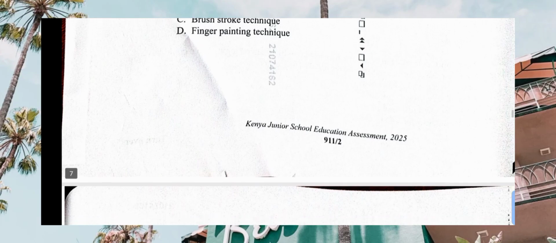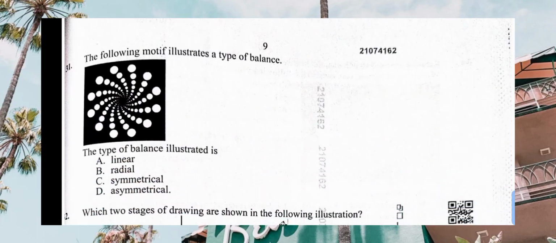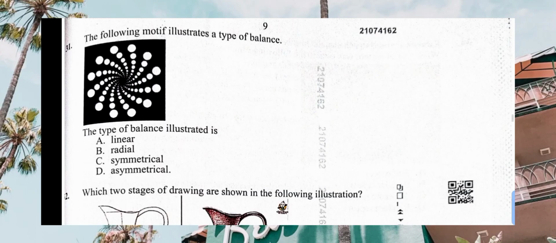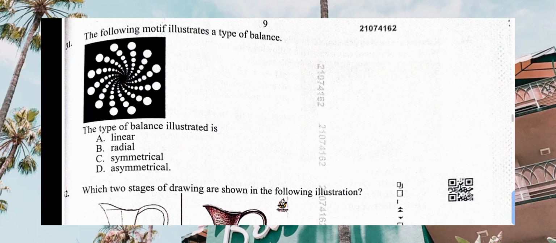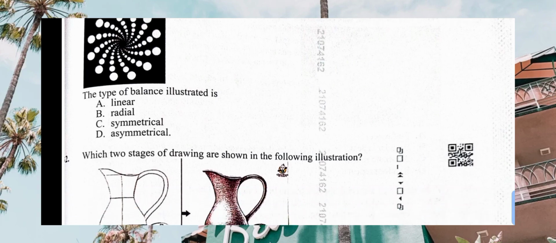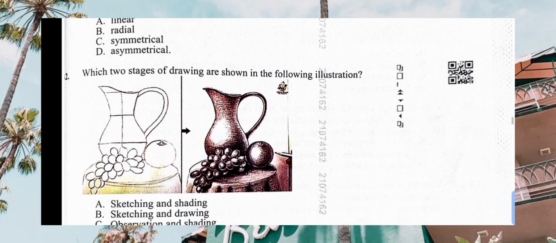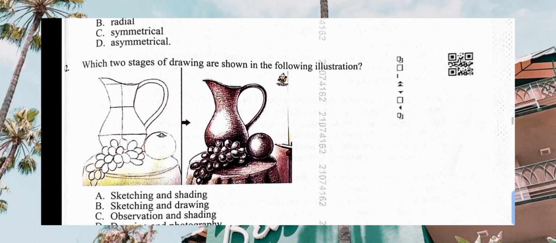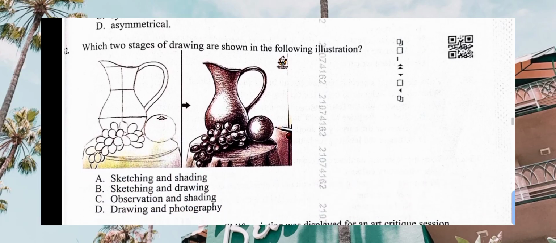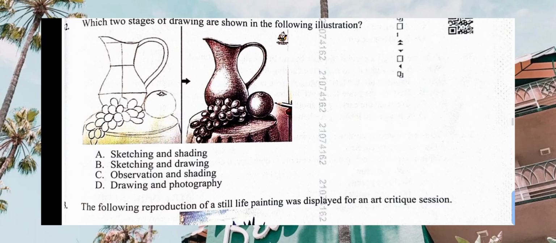So we go to number 31. The following motif illustrates a type of balance. This type of balance illustrated is known as, that one is radial balance. Not symmetrical, not asymmetrical, but radial balance. Yes. Then which two stages of drawing are shown in the following illustration?